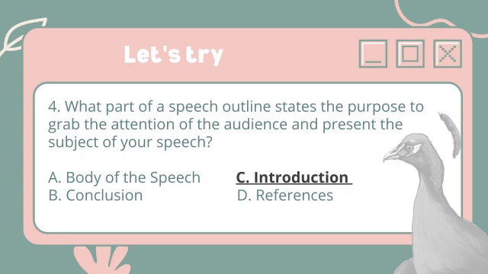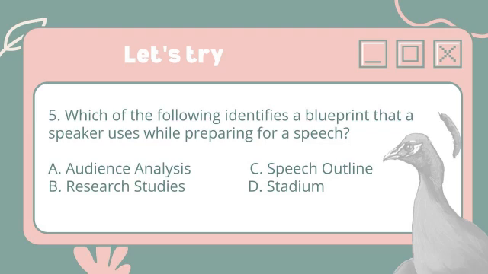Introduction. Number 5. Which of the following identifies a blueprint that a speaker uses while preparing for a speech? A. Audience analysis. B. Research studies. C. Speech outline. D. Stage room. The answer is letter C. Speech outline.